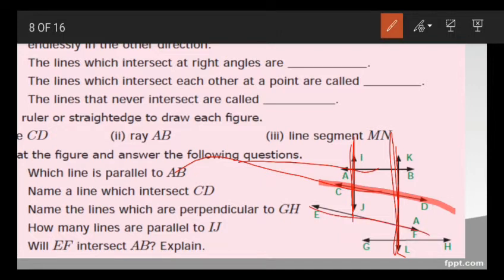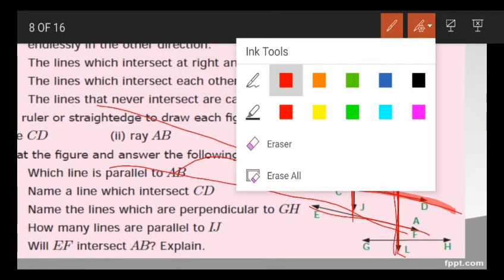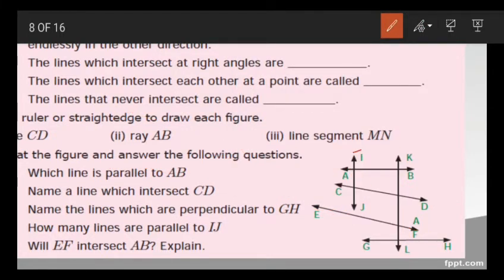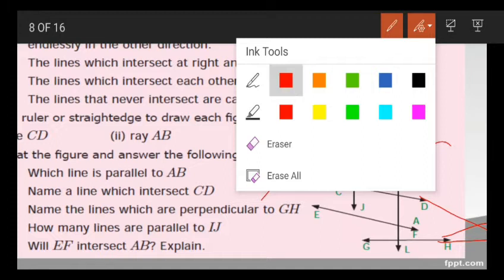Will this line EF intersect CD? No. Whenever you extend, you have to maintain the distance same. Whenever we extend, they won't meet. So lines which intersect CD are IJ, KL, AB. Okay, and GH also, when you extend this side, they will intersect at some point. So other than EF, all the lines will intersect CD.